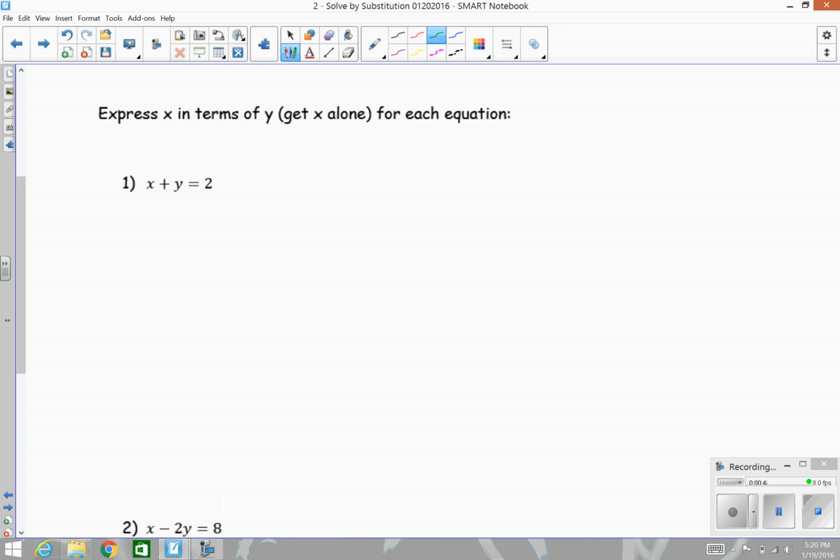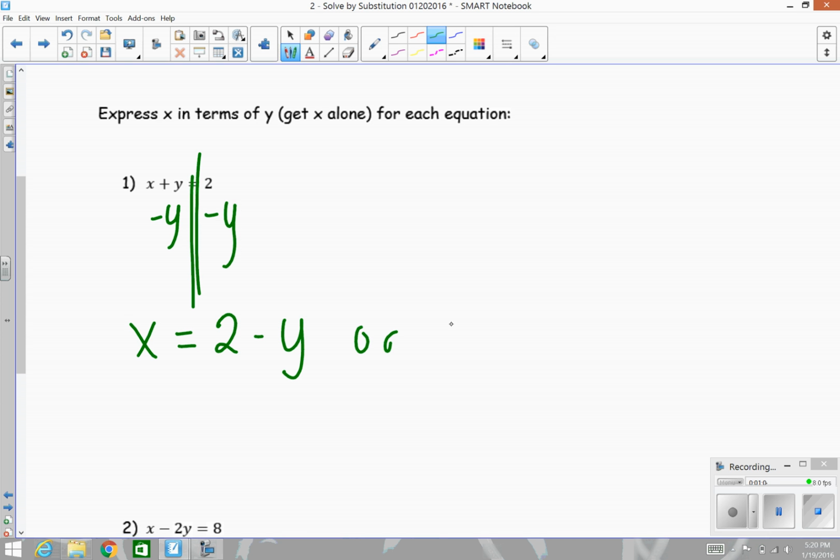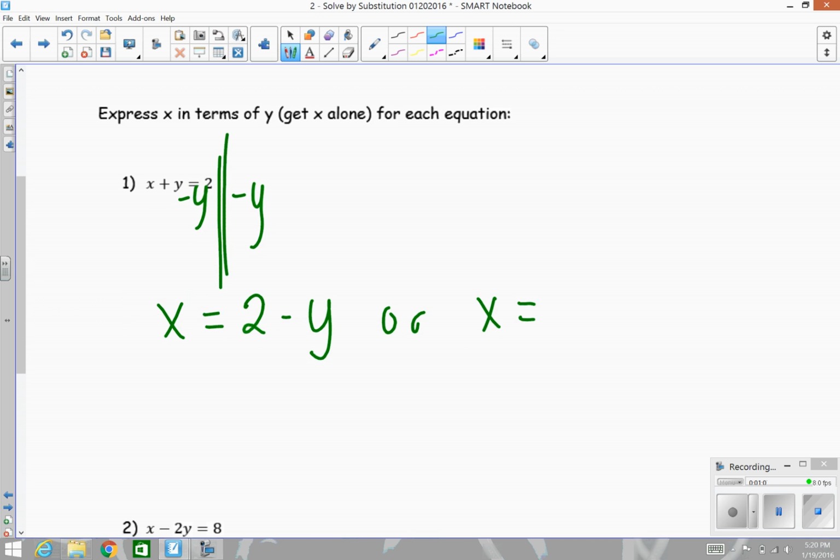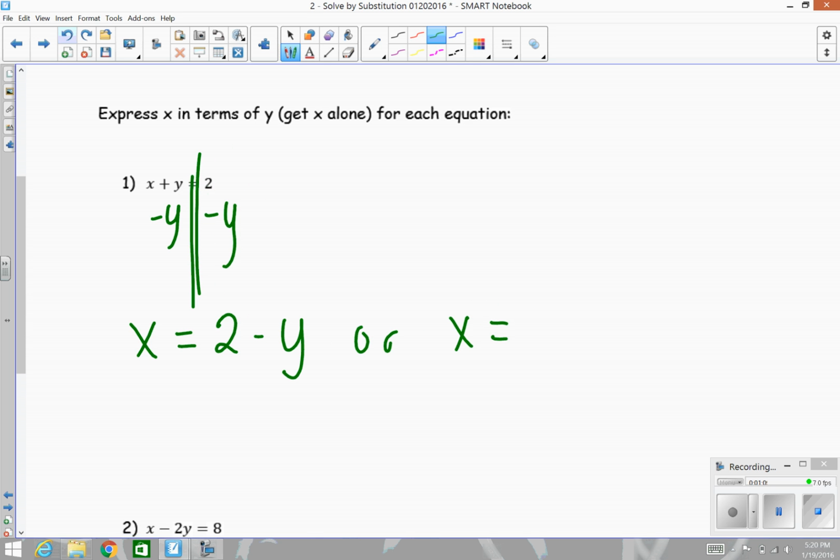Okay, so this is asking you to express x in terms of y, meaning get x alone. The first one's pretty simple. In order to get x by itself, we need to get rid of y. So we could write this as x equals 2 minus y, or as x equals negative y plus 2. Either is acceptable.